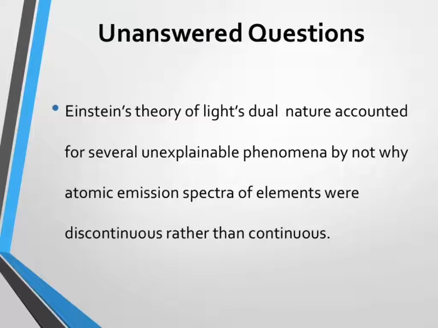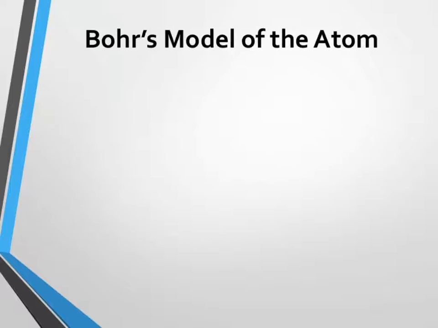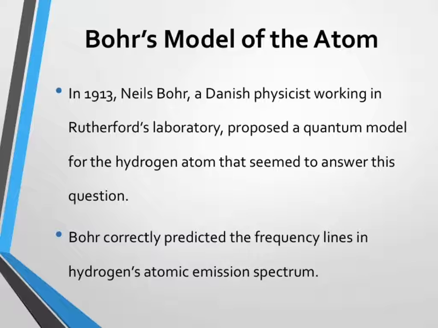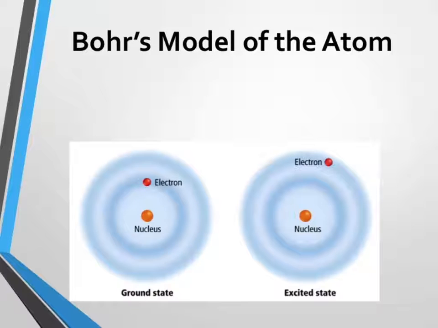So an unanswered question from Einstein was, why were the line emission spectra of elements discontinuous and not continuous? After Einstein's theory, they did some studies to try to figure out this answer. And the first was Bohr. We all have talked about Bohr, and he was working for Rutherford. He proposed a quantum model for just hydrogen. The only thing he did was with hydrogen. And when he did these studies, he found out that he was correct. He correctly predicted the lines for hydrogen.